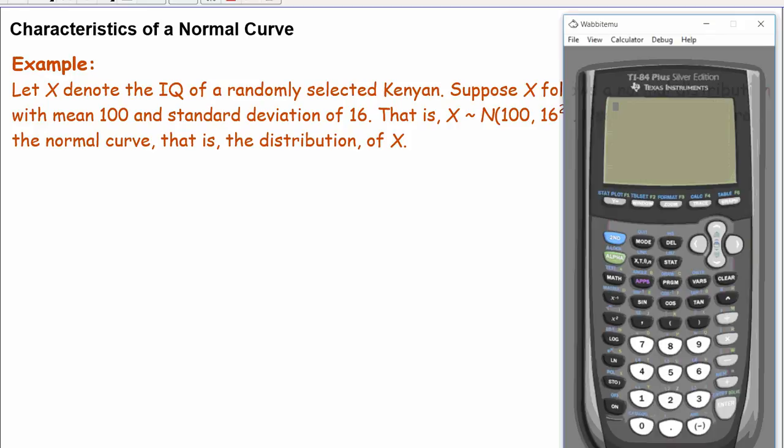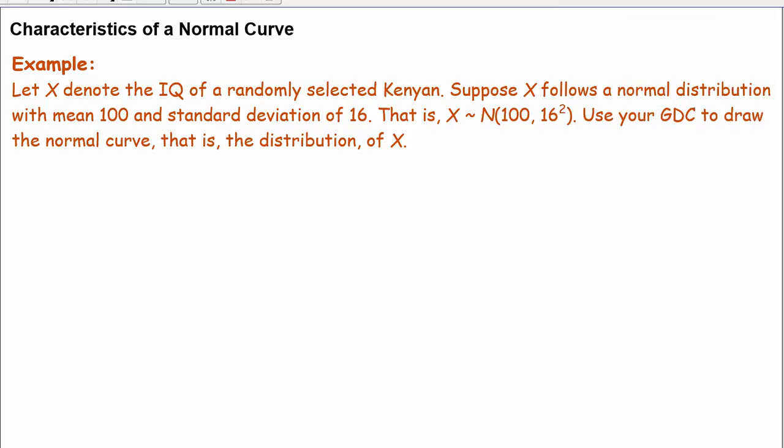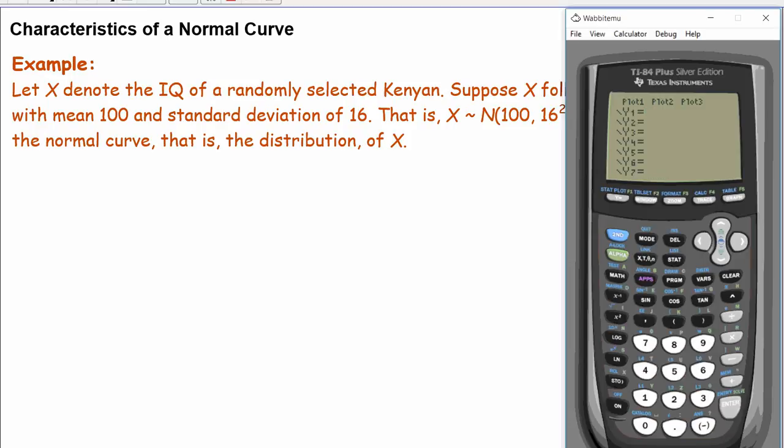So what we need to do first of all is go to y equals, because I basically want to draw the normal curve. To get the normal probability density function, press second, variables, and you'll get the normal probability density function. Now, we don't have a specific x value, so we want the graph to plot that for us. So just press X. The mean in this case is 100.